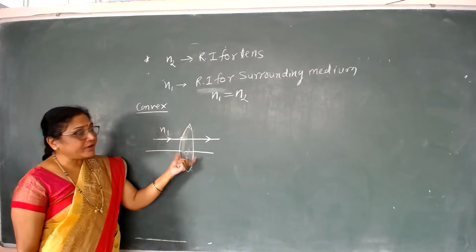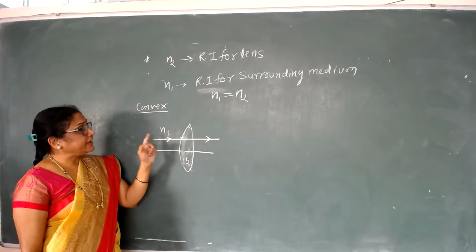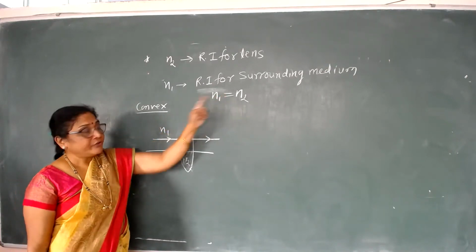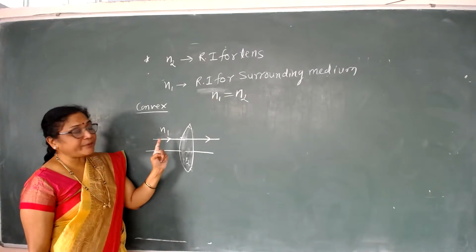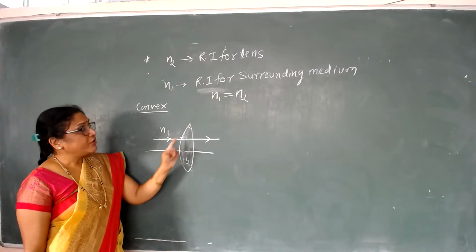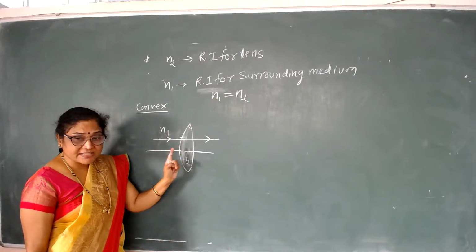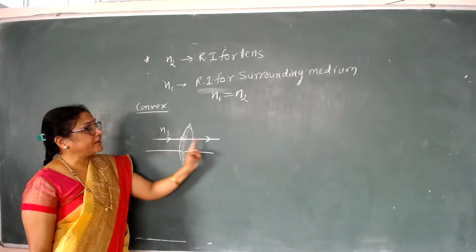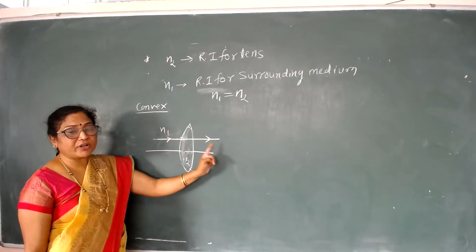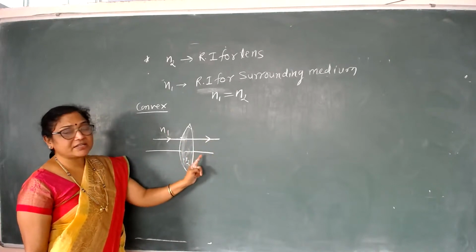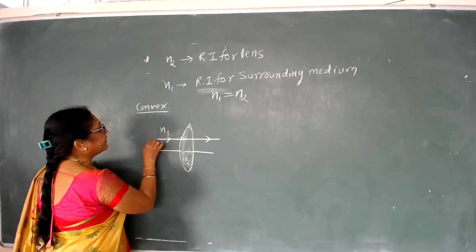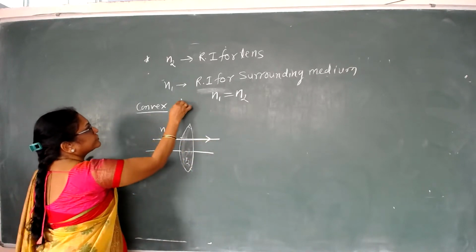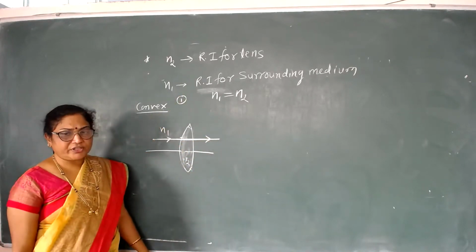Remember, when the ray of light enters and N1 is equal to N2, the refractive index of the surrounding medium is the same as the refractive index of the glass. At that time, the ray of light propagates in a straight line without deviation. So remember this ray diagram. This is the first figure, where N1 is equal to N2.